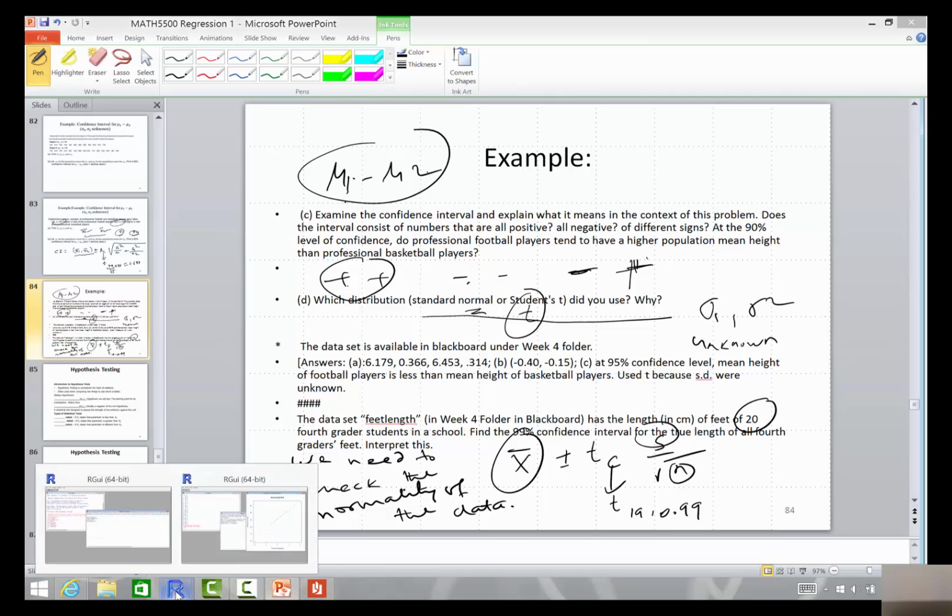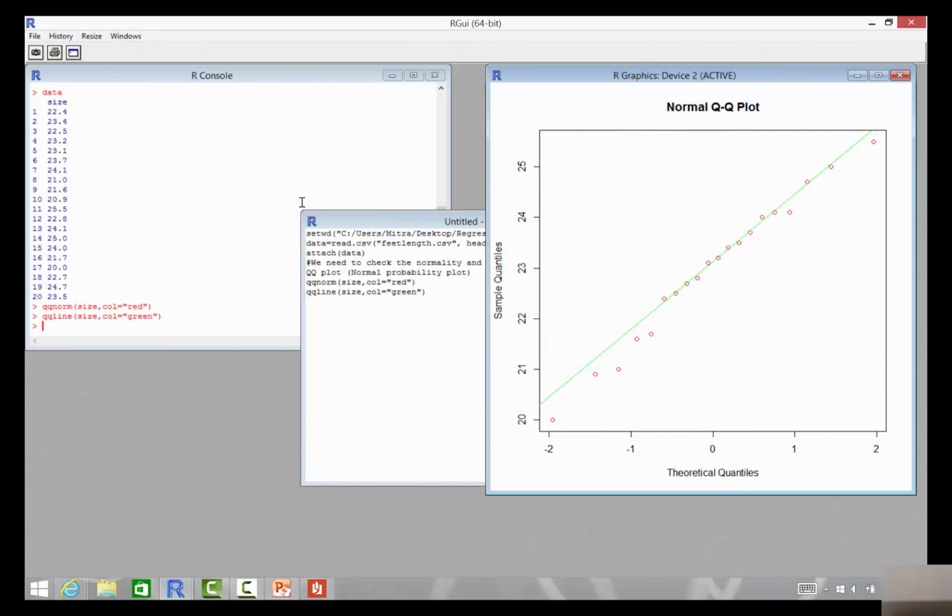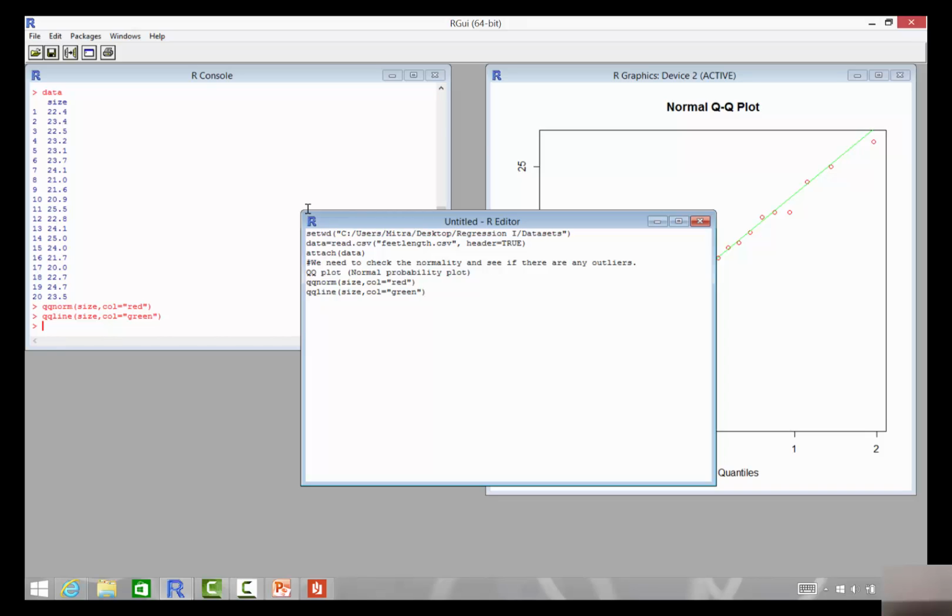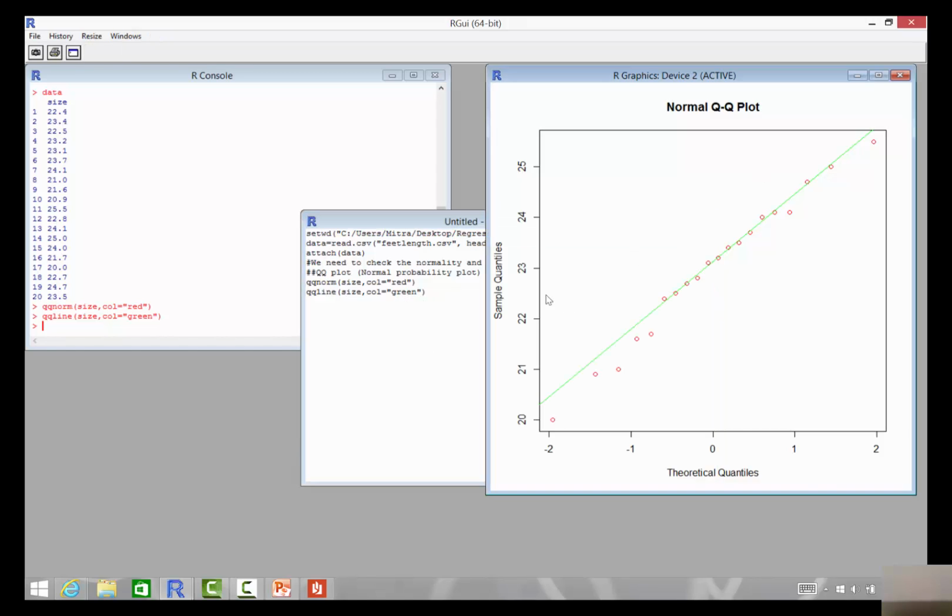If you need the commands for how to get this normal probability plot, the commands are right here. You can pause this video and look at it. Pretty simple, straightforward. Only these two lines are needed for getting the plot. Size is the name of the variable. You need to change the name of the variable if you have different data, otherwise this is how it works.